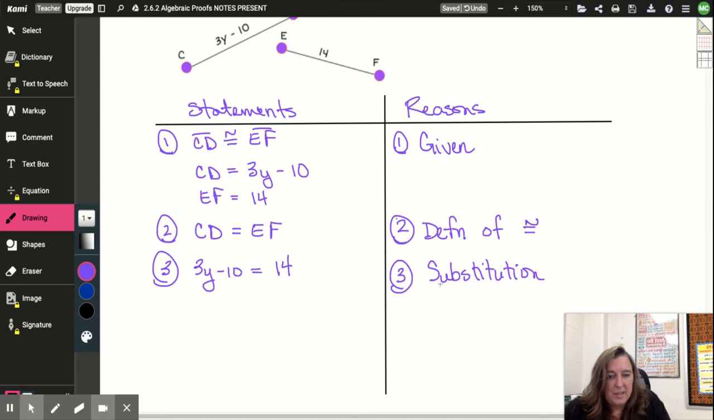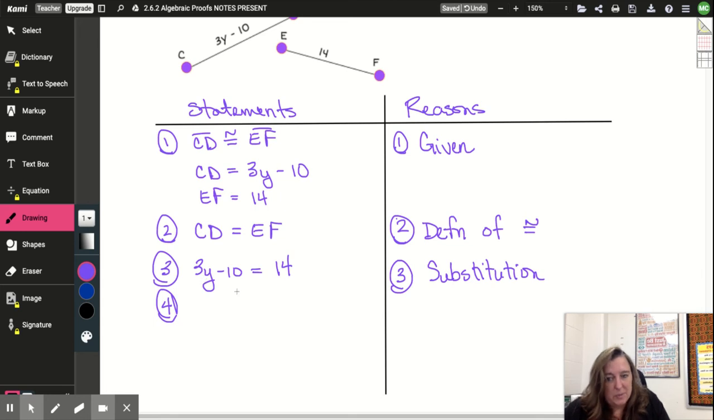I did want to make a note real quick. Please don't abbreviate the word substitution or subtraction. Those two words just look too close. If you abbreviate them, it's hard to tell what you meant. So substitution and subtraction, you'll have to write those out longhand every time.